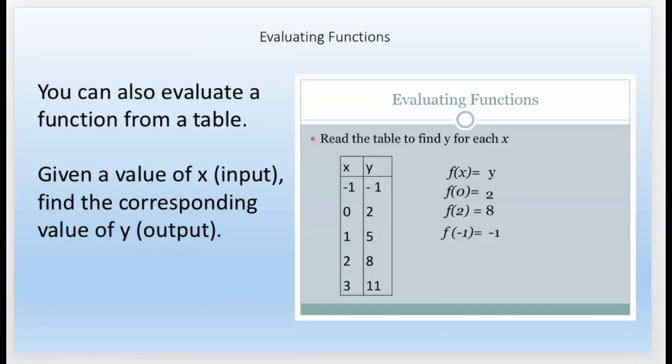That's also true for evaluating a function in a table. If f of x equals y here, as an example, f of 0. Just look down that table wherever x is 0 and find the y value. So f of 0 is 2. The same with this one. F of 2 is 8. We just find where x is 2. It's right there. What's the y value? 8. That's all you need to do. This one is -1 and -1.